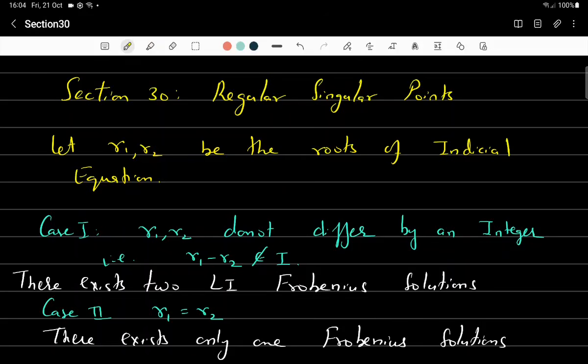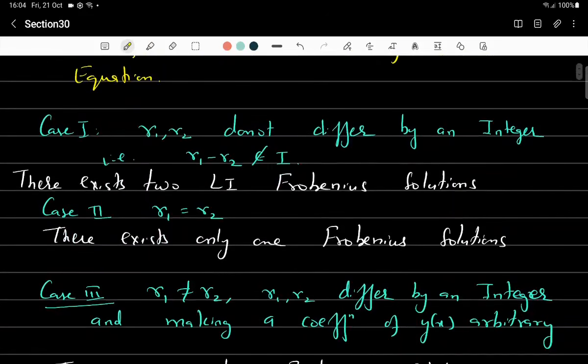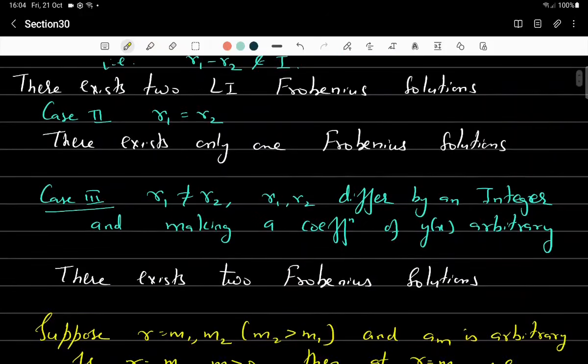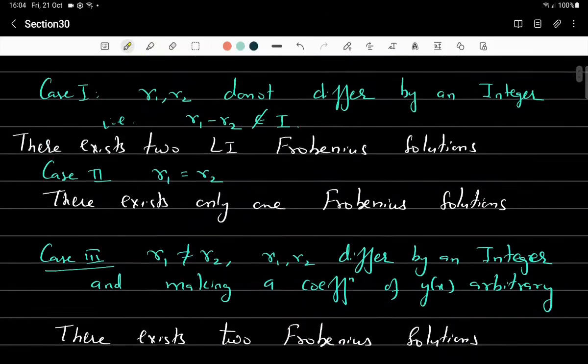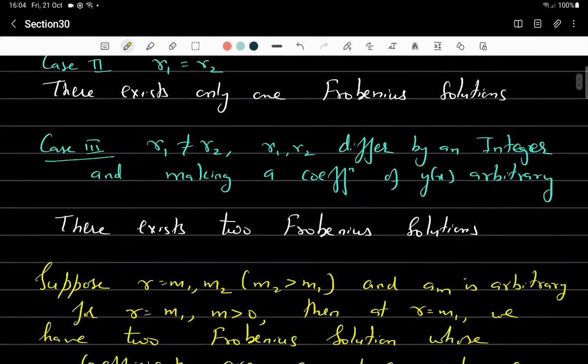There remain two more cases. Both cases are related to when r1 and r2 are unequal and they differ by an integer. The first case says that r1 is not equal to r2 and r1, r2 differ by an integer, meaning their difference is an integer, and there is a coefficient of y of x which is arbitrary for a value of r. In that case there exist two Frobenius series solutions. But what does it mean?